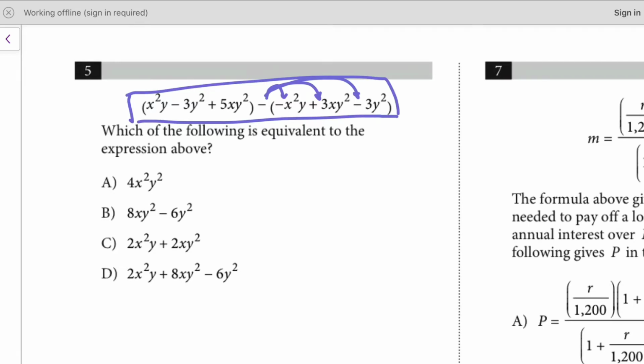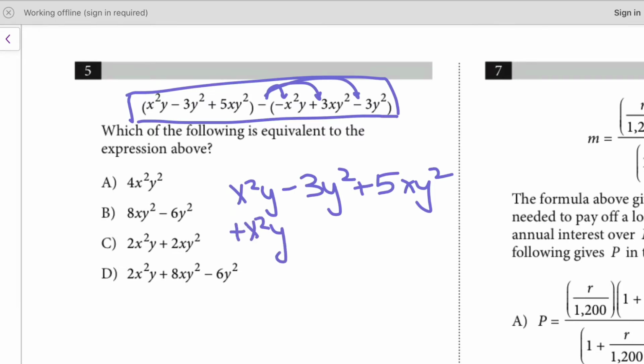So first what I'm going to do is distribute the negative to get my full expression. The first expression remains unchanged. So I get x squared y minus 3y squared plus 5xy squared. Then I'm subtracting a negative, so that becomes positive. So I have another positive x squared y. And then I'm subtracting a positive, so that becomes negative. So I have a negative 3xy squared. And 3y squared is a negative, and I'm subtracting that, so it turns to a positive. So I get a positive 3y squared.